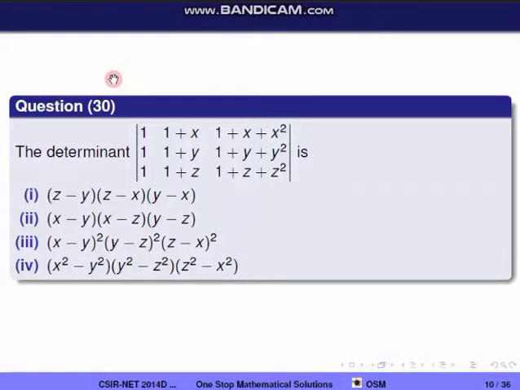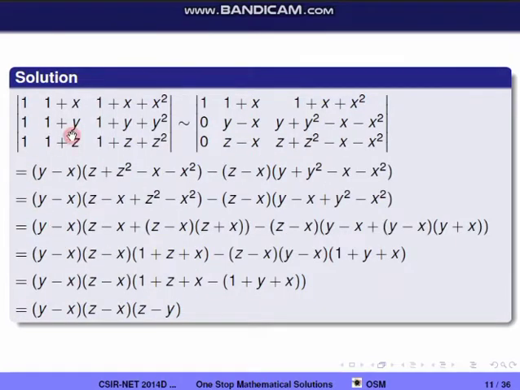Next question, question 30. The determinant with rows 1, 1 plus x, 1 plus x plus x square; 1, 1 plus y, 1 plus y plus y square; 1, 1 plus z, 1 plus z plus z square is. So we have to find the determinant of this matrix. We'll check how to do this question.